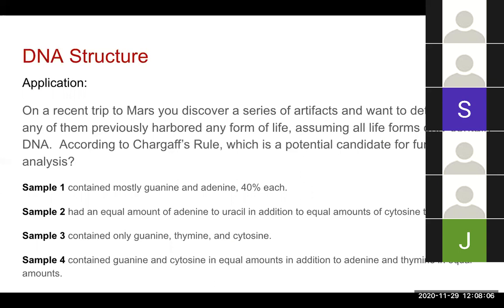Sample 4. It wouldn't be sample 1 because adenine and guanine are in equal amounts, and according to Chargaff's rule, guanine will pair in equal amounts to cytosine, so those numbers would not make sense. Sample 2 has uracil, so we know that DNA does not have uracil, so we can't look at sample 2. Sample 3 does not have adenine at all, so that's not a possible candidate. And sample 4 is the best candidate, with equal amounts of adenine to thymine and equal amounts of cytosine and guanine.